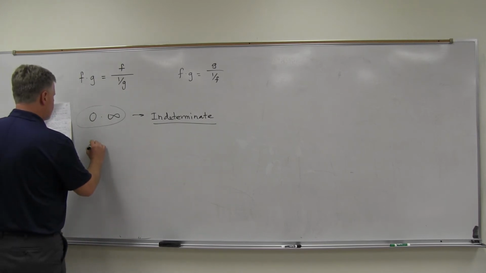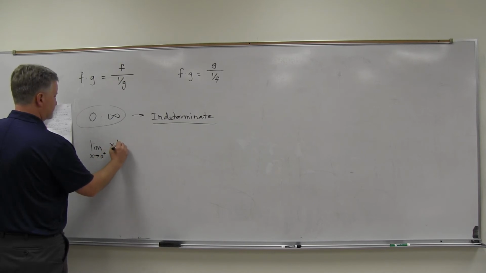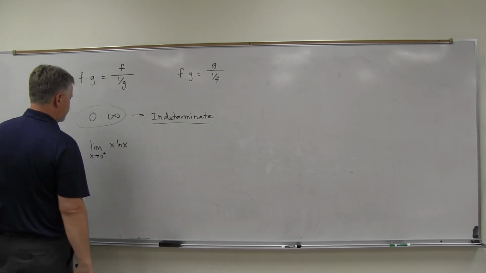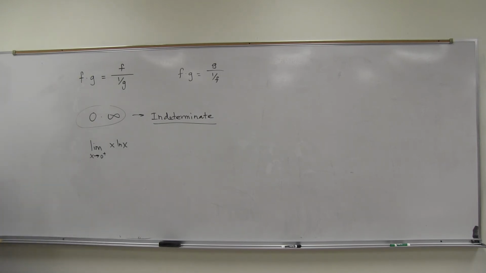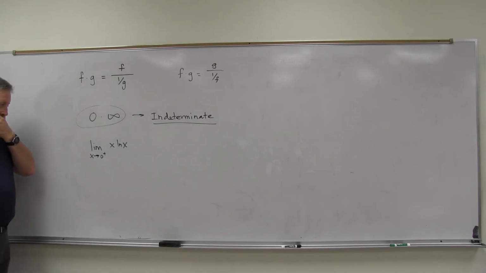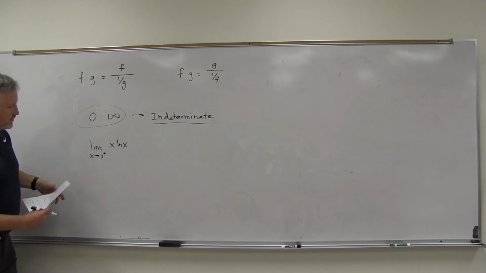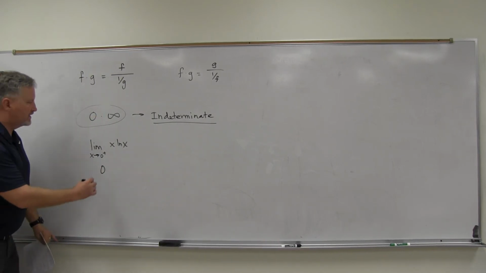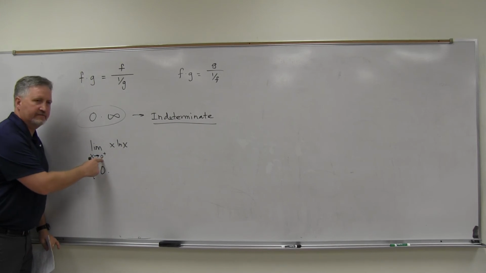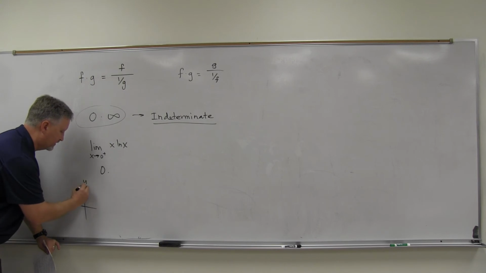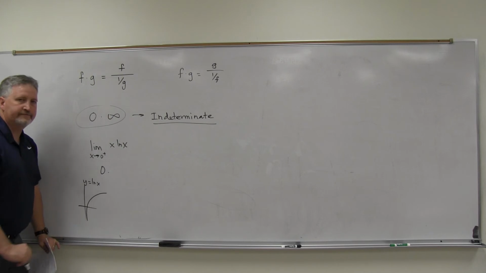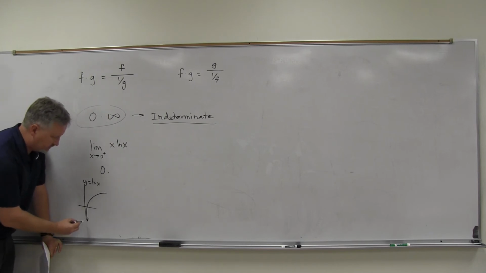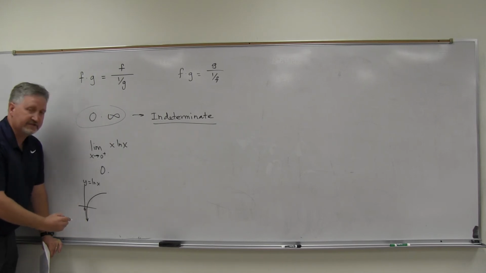Take a look at this: the limit as x approaches 0 from the right of x times ln of x. Well, obviously x goes to 0, so that's 0. What happens to the ln of x as it approaches 0 from the right? That's where you might want to look at your graph of ln of x. Yeah, ln of x goes to negative infinity as you approach 0.